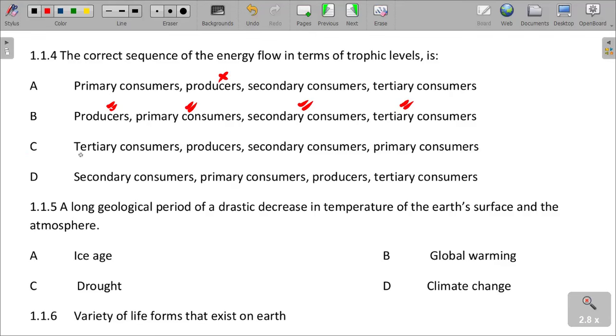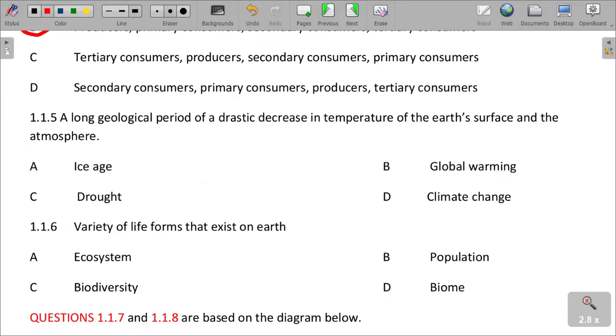So in that case, our energy flow is correct, because plants must produce the energy that is eaten by the primary consumers, the secondary consumers, and the tertiary consumers. So that is the correct flow of energy. We can agree that the correct answer is B.